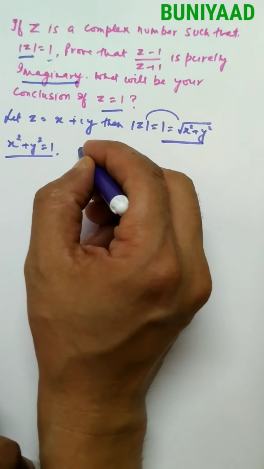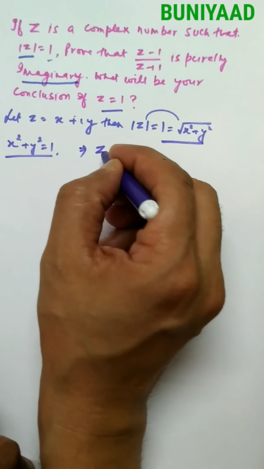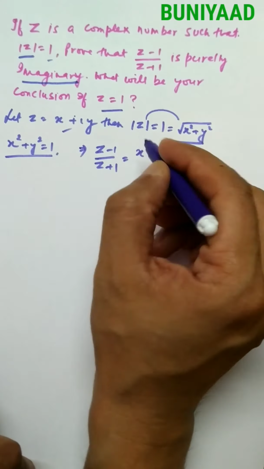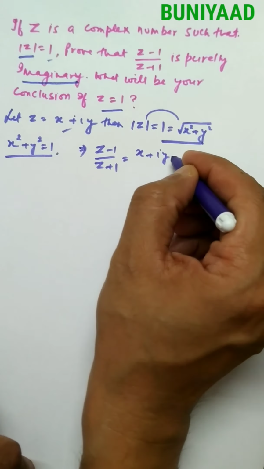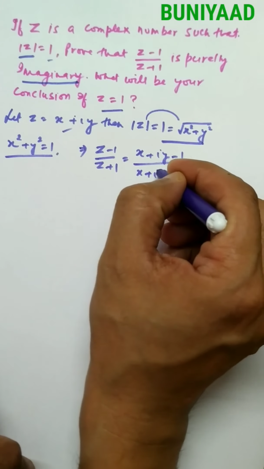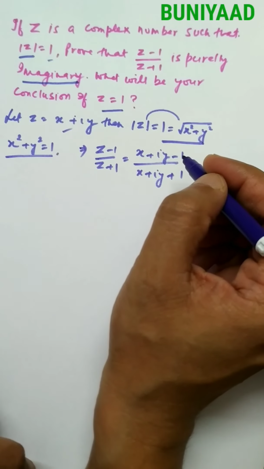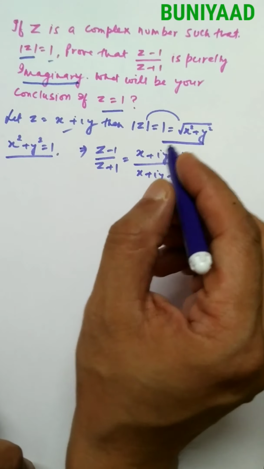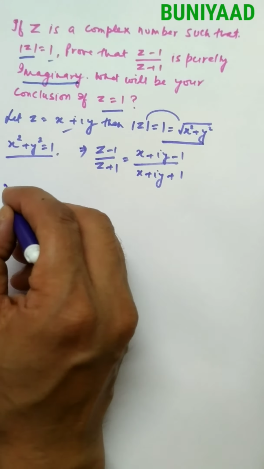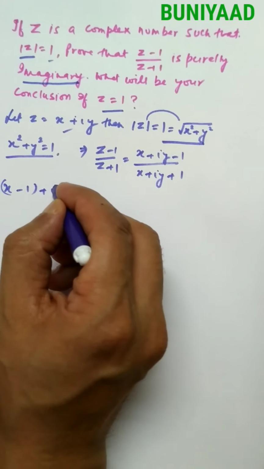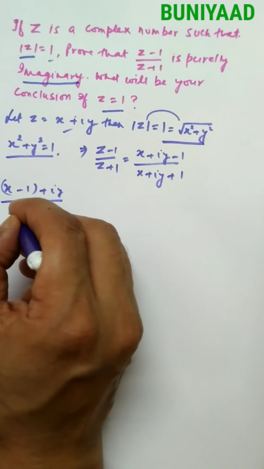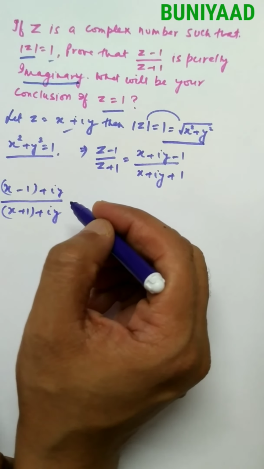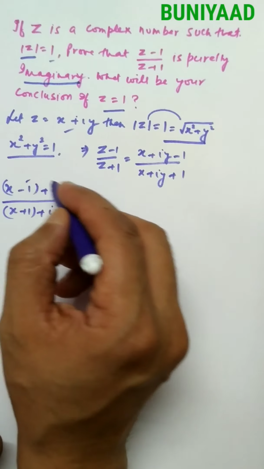Now this is (z − 1)/(z + 1). What is z? z is x + iy, so (x + iy − 1)/(x + iy + 1). Now what next? You can rearrange it into real and imaginary parts: (x − 1 + iy)/(x + 1 + iy). Right, you rearrange it into real and imaginary parts.